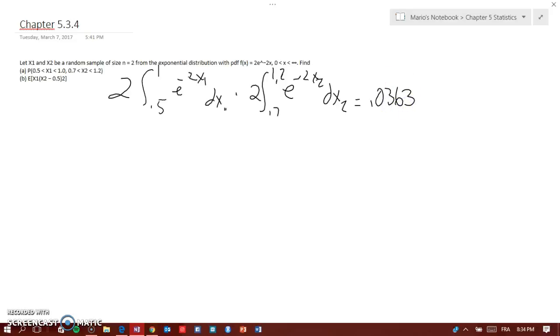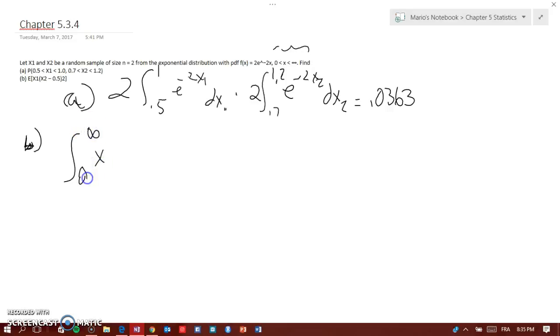And we need to find now part B, the expected value of x1 times (x2 minus 0.5) squared. So this was part A. Part B now. Okay, now what we're going to do is get x1 by itself. Remember, we are now going to use the interval 0 to infinity.